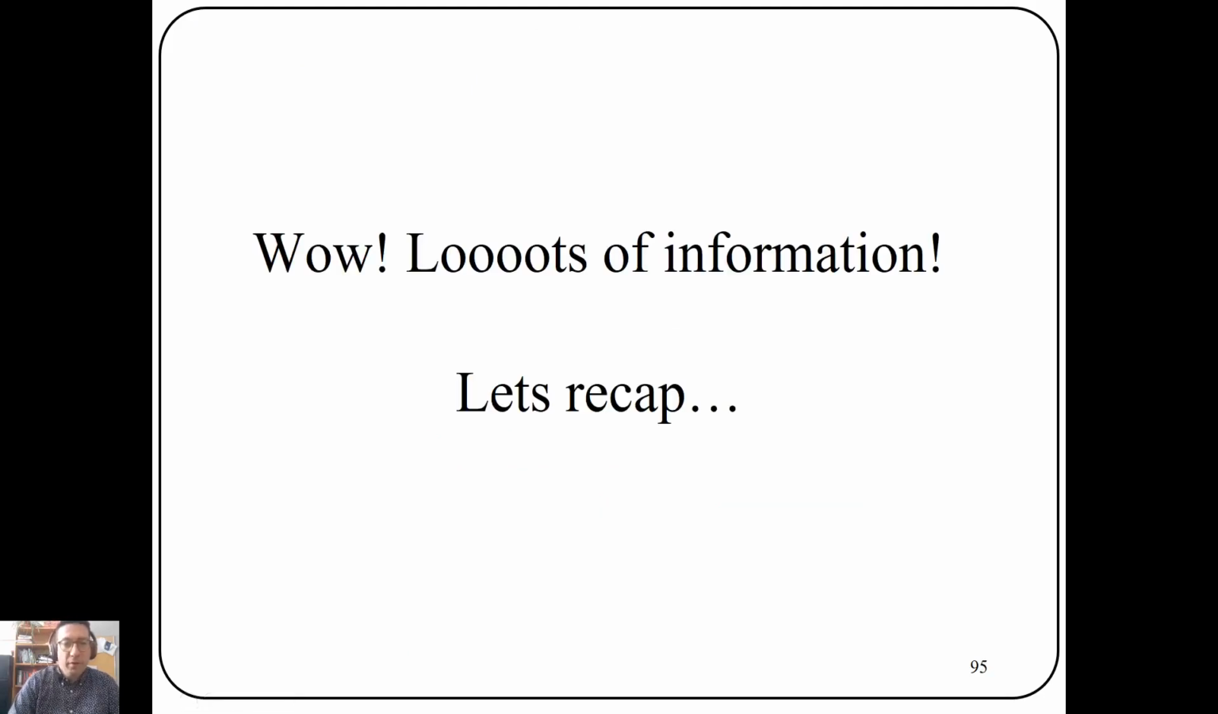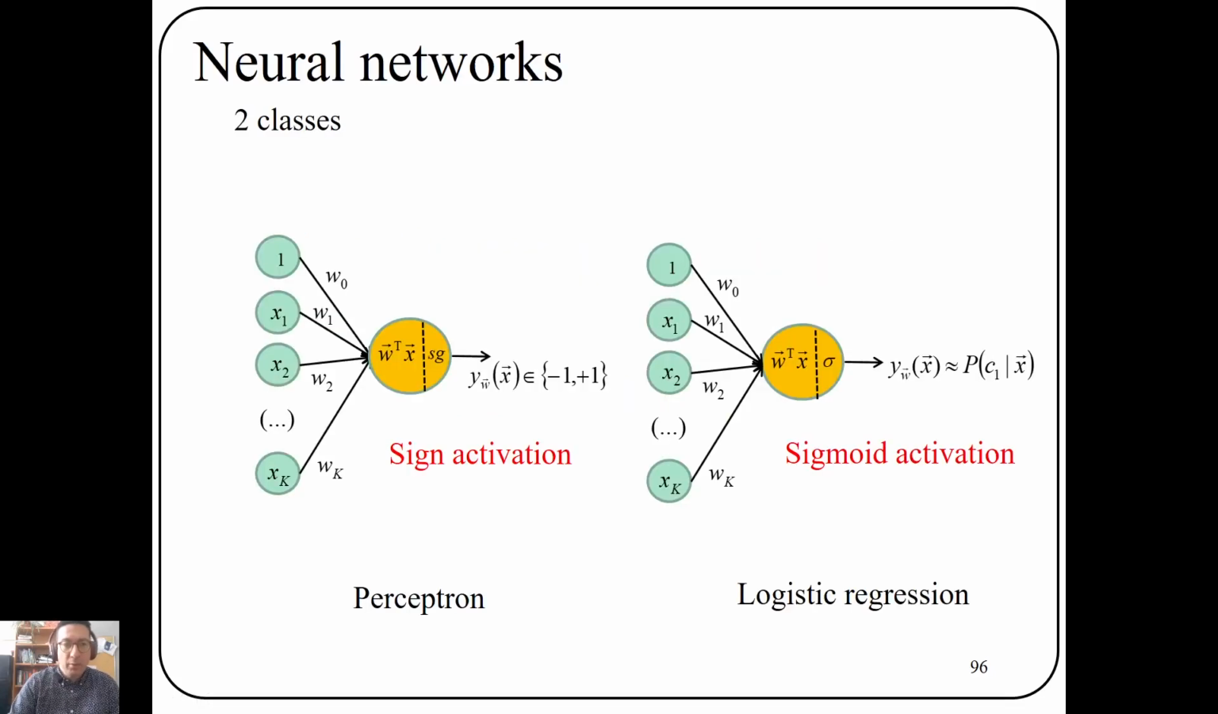So that's a lot of information. Let's recap what we have seen before. We start by looking at two-class neural networks. On the left, we have the perceptron with the sign activation function, which returns plus 1 and minus 1. The second one is the logistic regression, which is exactly the same, but with a different activation function called the sigmoid. And the output here is a real value between 0 and 1, which we can somewhat interpret as the probability of being in class 1 given x.